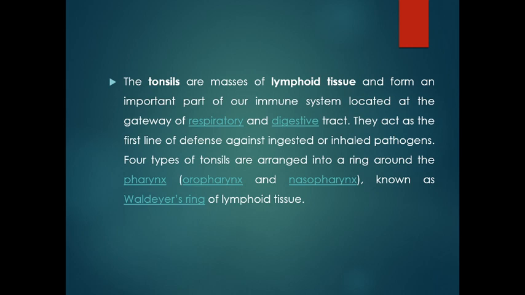Tonsils are masses of lymphoid tissue and form an important part of our immune system, located at the gateway of the respiratory and digestive tract. They act as a first line of defense against ingested or inhaled pathogens. There are four types of tonsils arranged in a ring around the pharynx called Waldeyer's ring.